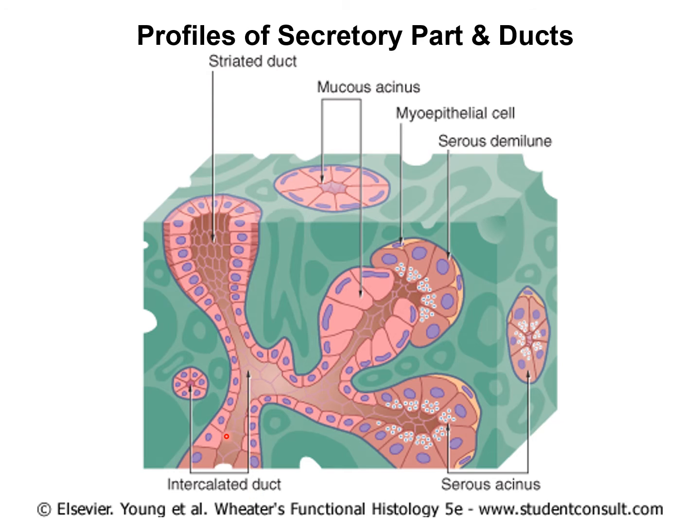But before we move on further, what I need you to understand is, in histological sections, when the particular organ or the viscera or the gland is sectioned, what do we see?